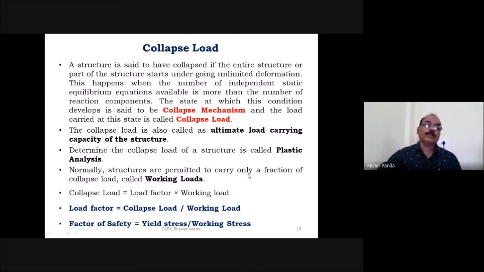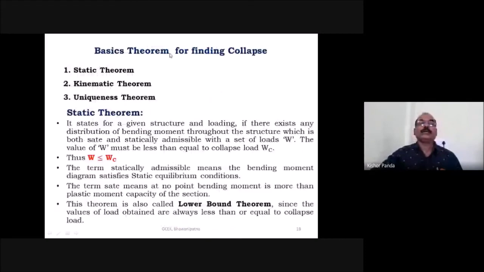Normally, all structures are permitted to carry only a fraction of the collapse load, and this load is called the working load. So the collapse load is equal to the load factor into working load. So the load factor is equal to collapse load by working load. You have to remember this definition. Load factor is equal to collapse load by working load, and factor of safety is equal to yield stress by working stress.